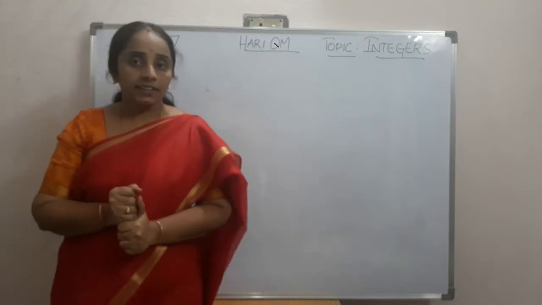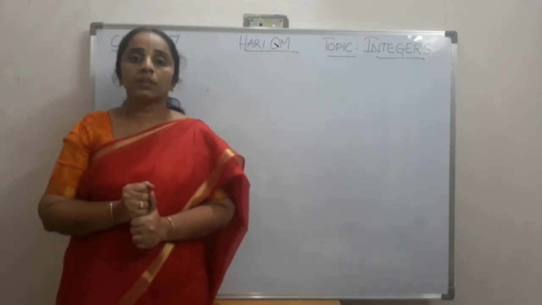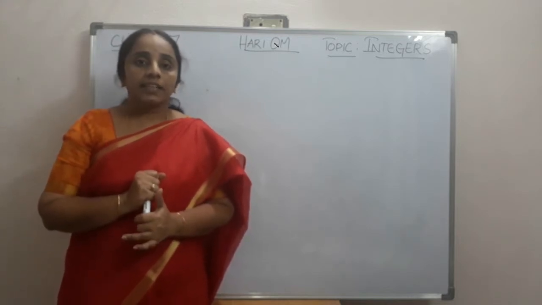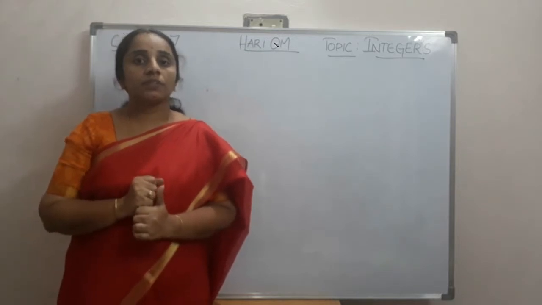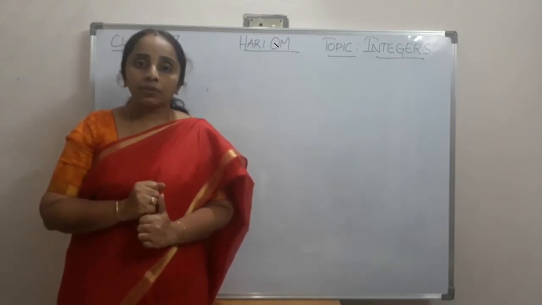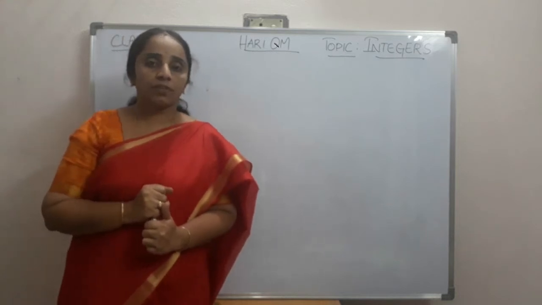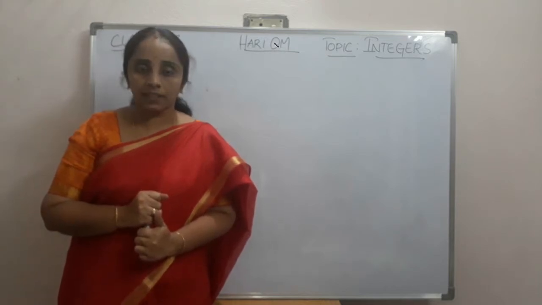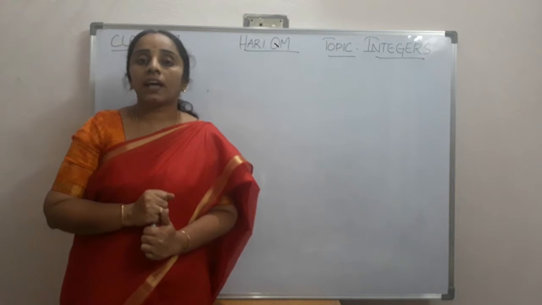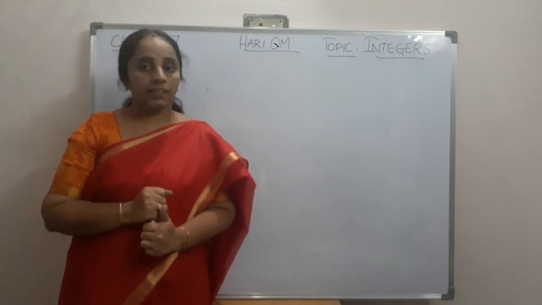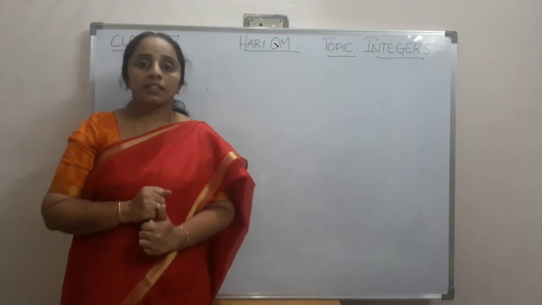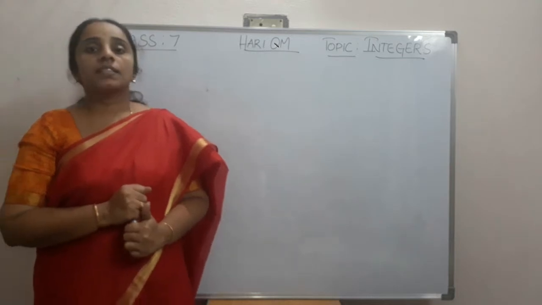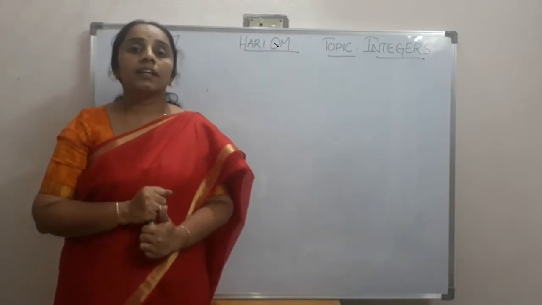In our previous classes we discussed how to add, how to subtract, and how to multiply integers. In this class we are going to discuss division of integers. Addition and subtraction follow the same rules. If two integers have the same sign, either plus or minus, we add and put the greater number's sign on the result. In the same way, if they have different signs, we subtract and put the greater number's sign on the result.